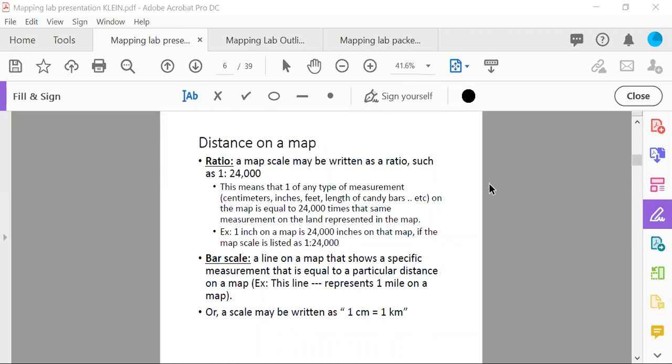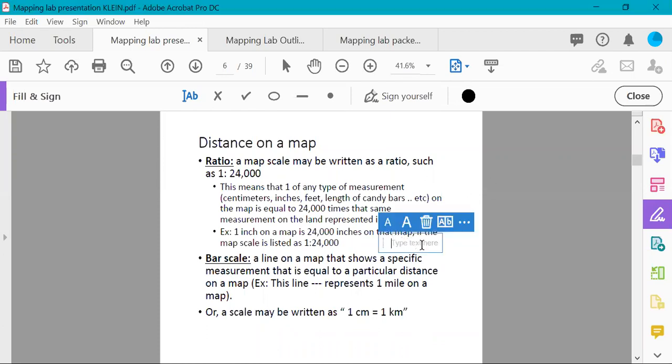Actually, that's 1 inch on a map is 24,000 inches on land. That should say land, not map. Now you also have this PowerPoint. I uploaded it to Blackboard, so you can just go in there and fix that to say land instead of map.